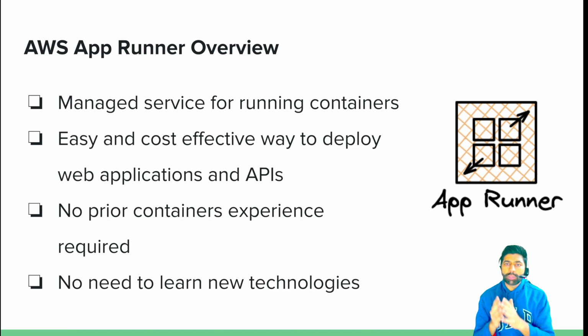AWS App Runner builds and deploys the web applications automatically. It load balances the traffic with encryption, and it also scales to meet your traffic demand. App Runner is primarily designed for people who do not have experience with containers and still want to use containers for their application.